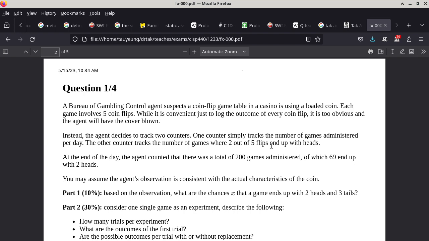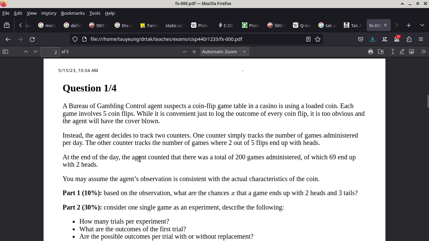So that's very specific, okay? Head, head, tail, tail, tail increments the counter. Tail, head, tail, head, tail would increment the counter. Head, head, tail, tail, head would not increment the counter. So you don't have to count every single coin flip, which is too obvious. The agent can just keep two little counters in the pocket and click it when the agent sees a game with two heads and three tails out of five flips.